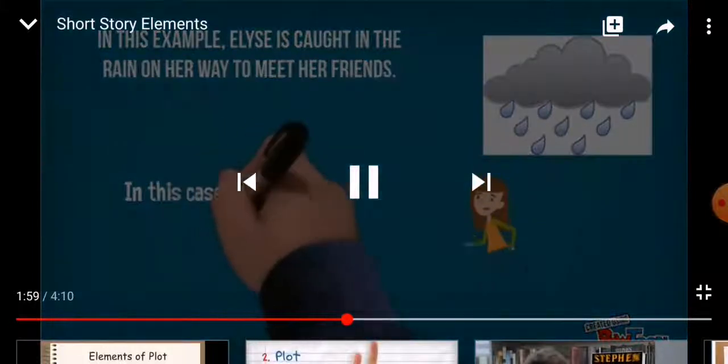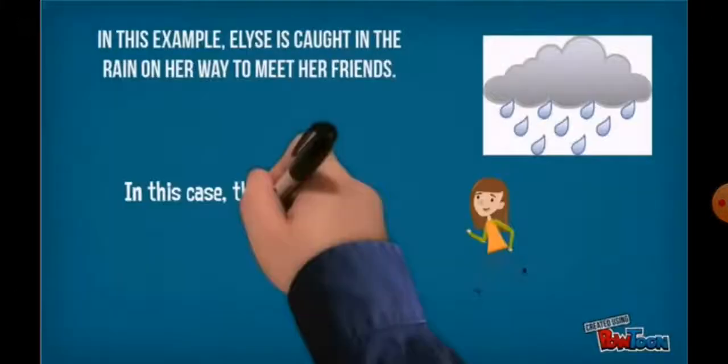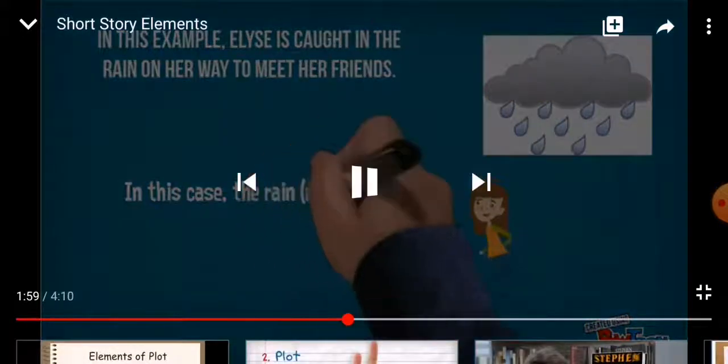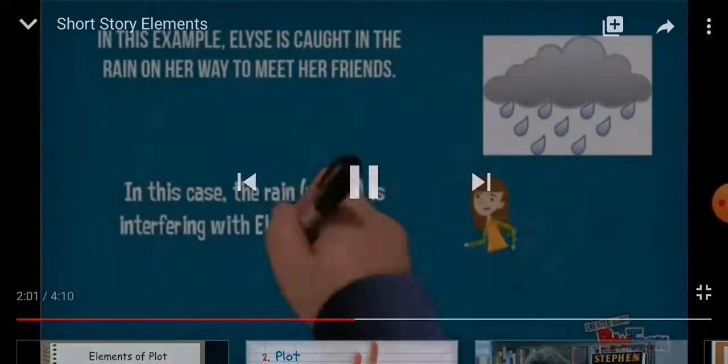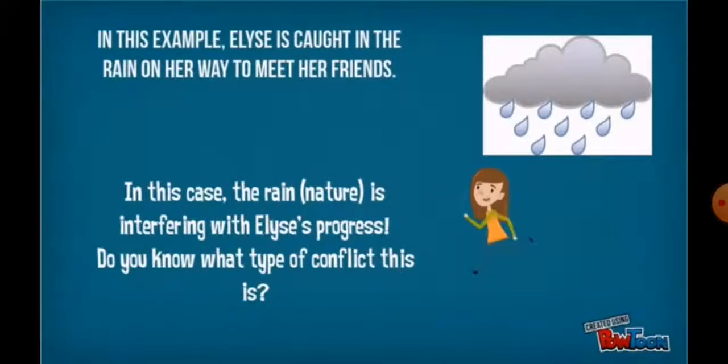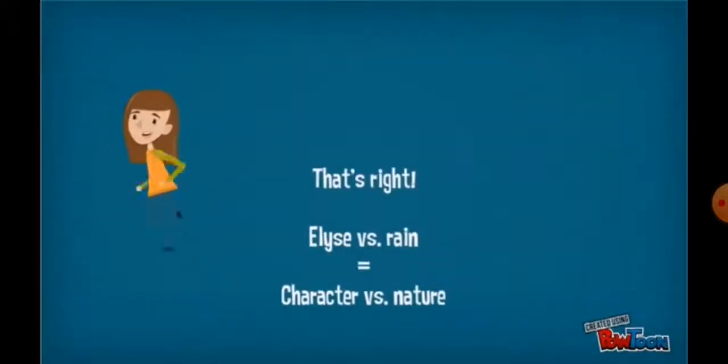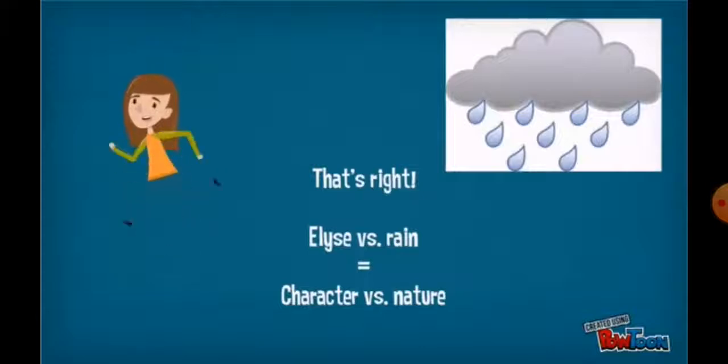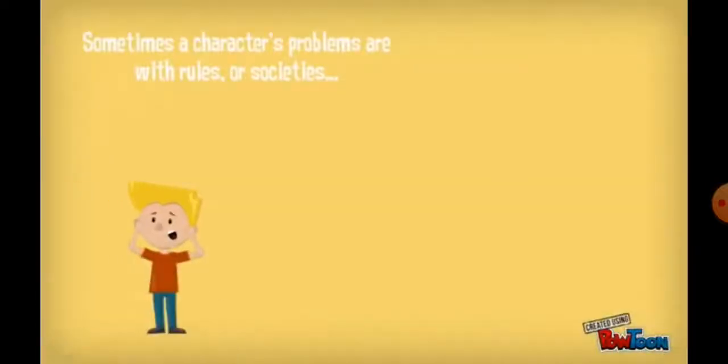In this example, Elise is caught in the rain on her way to meet her friends. In this case, what will happen? The rain is nature, right? Interfering with Elise's progress. So what's the type here of the conflict? That's right, Elise versus the rain means character versus nature.